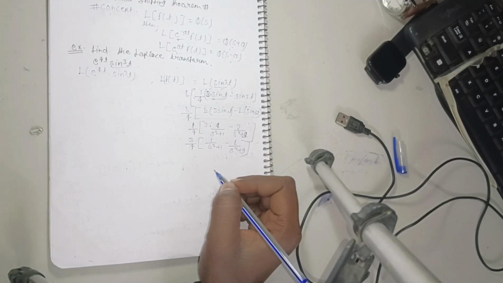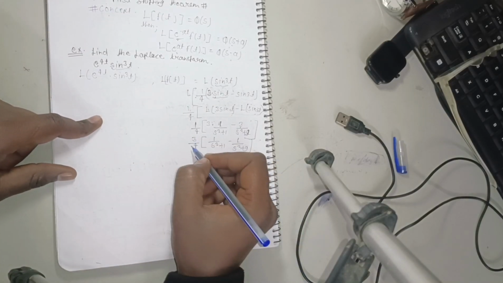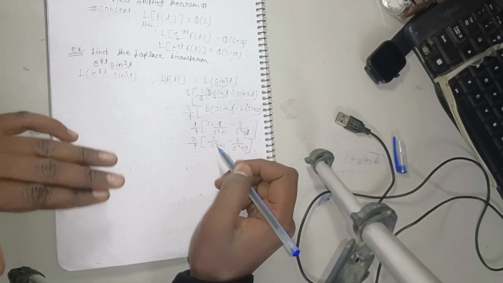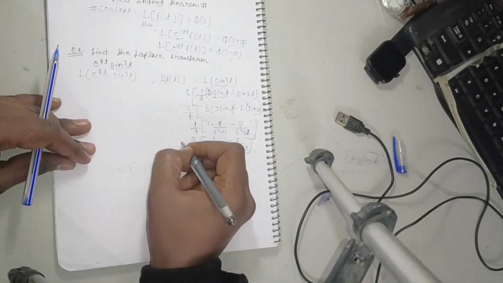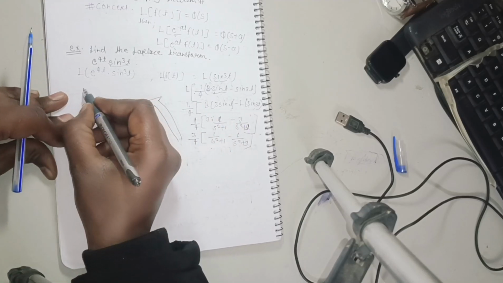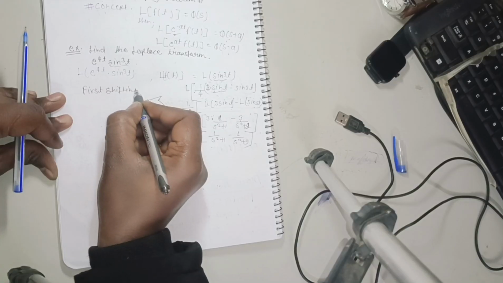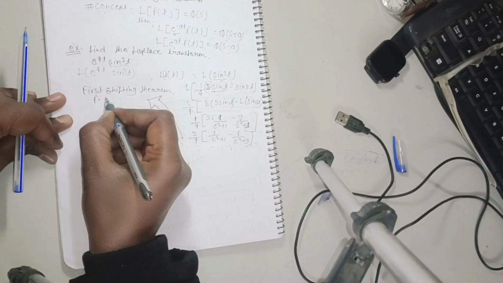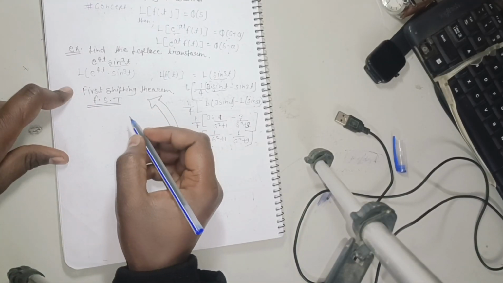From here onwards we can solve. If we solve till here, then also we will get the marks. But now the main part starts. What is the main part? Now we will use the first shifting theorem.